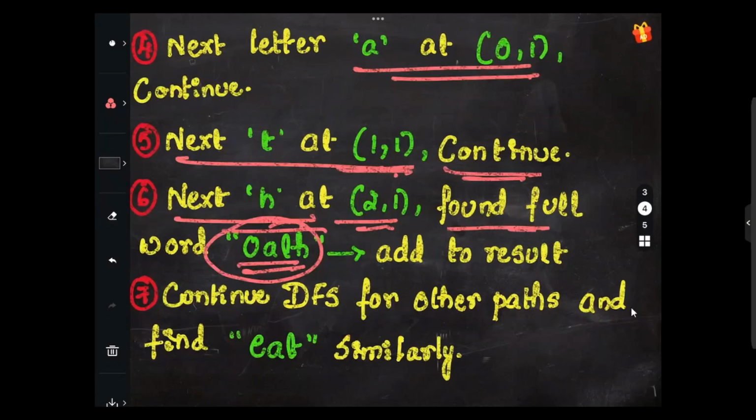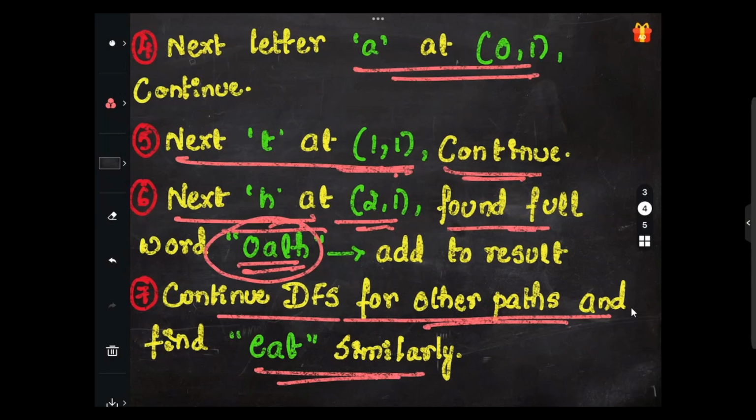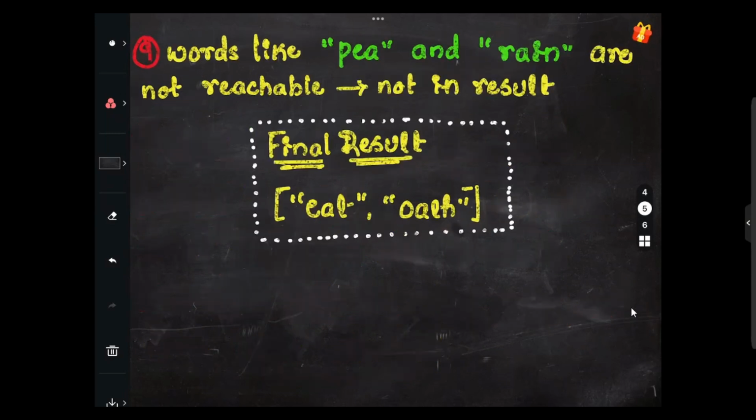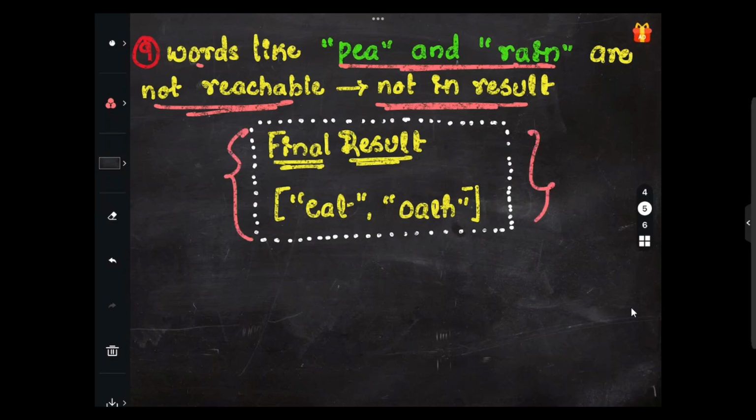So that's what we have added here, oath and eat. I hope this is clear, right? So I'll just come here. We will continue the DFS for the other parts and find eat similarly. So we have found oath and eat, right? Words like pea and rain are not reachable and they'll not be added to the result. So the final result that we got here is eat and oath, right?